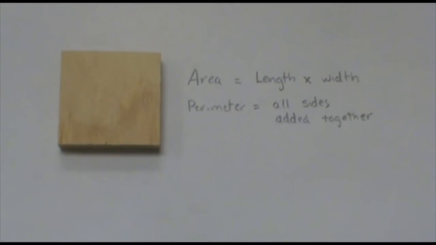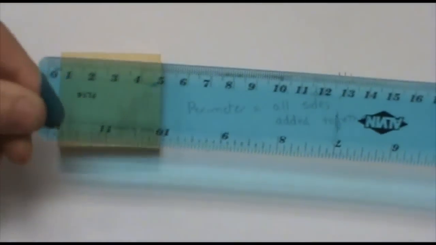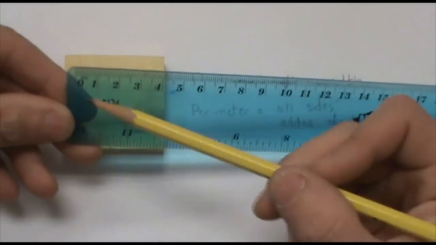Okay, in our activity today we're going to figure out the area of a square and the perimeter of a square. We're going to use this block of wood, and when we're measuring today we're going to use the easier measurements. We're going to use metric.